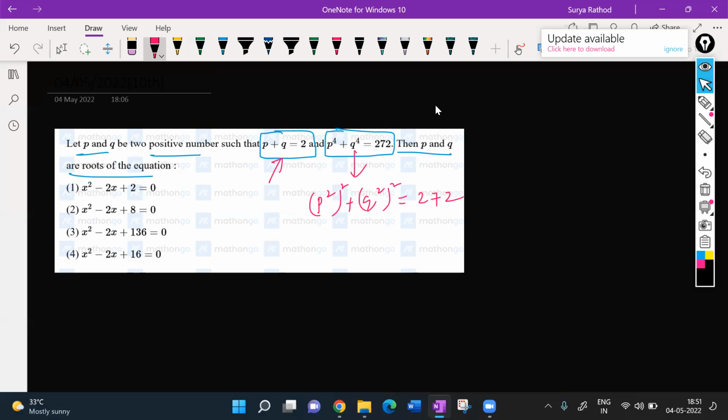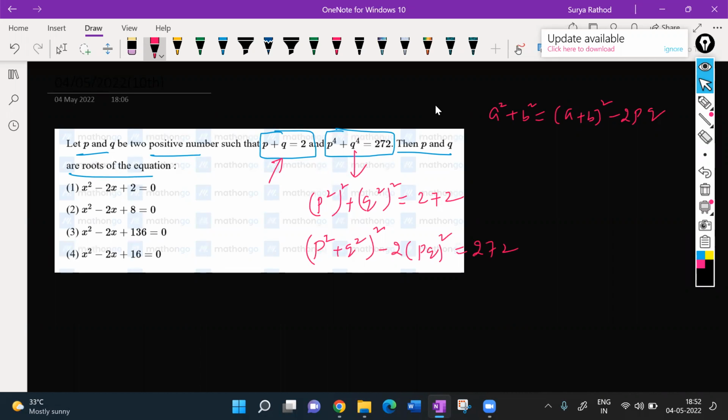Yes or no? Now a square plus b square, how is it looking? A square plus b square formula is what? A plus b whole square minus 2 times of pq. Okay? Yes, sir. Now here p square, so a plus b whole square, right? So a plus b whole square minus 2 times of pq whole square is equal to 272.